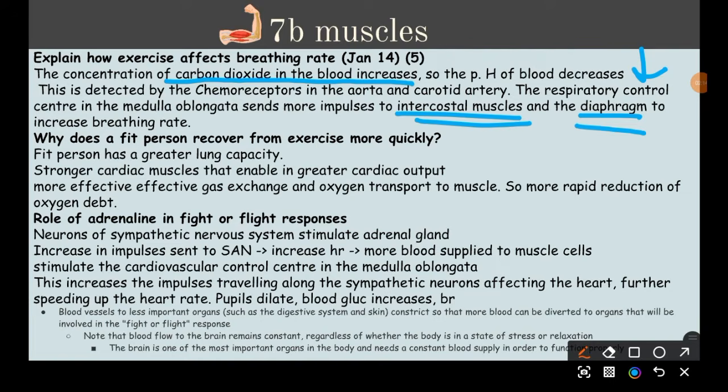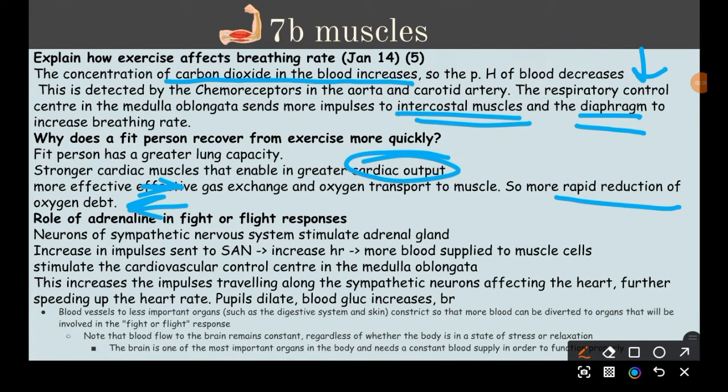Now, another question: why does a fit person recover from exercise more quickly? If you exercise more, then your lung capacity will increase and your cardiac muscles will get stronger, so you have an increased cardiac output. And you have more effective gas exchange. I'm sorry, this is a typo. And oxygen transport to muscle, so there is a more rapid reduction of oxygen debt.